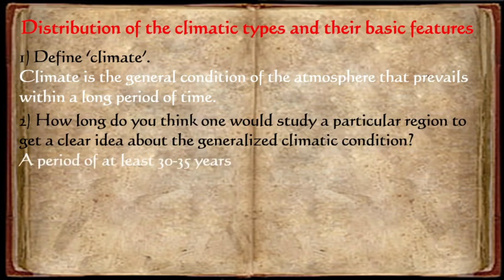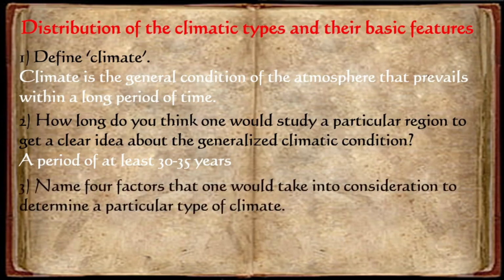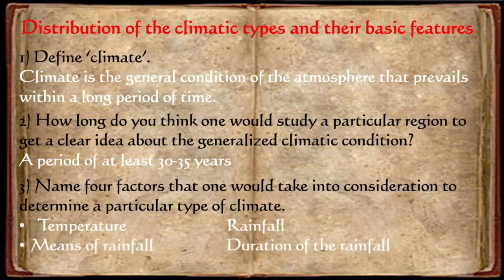A period of at least 30-35 years. Name four factors that one would take into consideration to determine a particular type of climate. Temperature, rainfall, means of rainfall, duration of the rainfall.